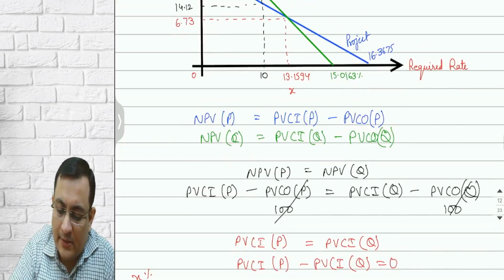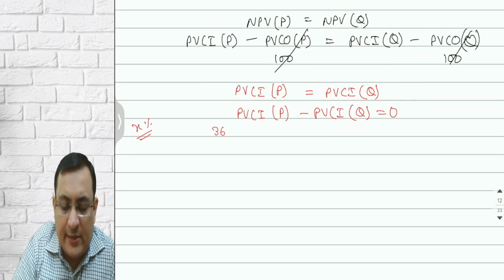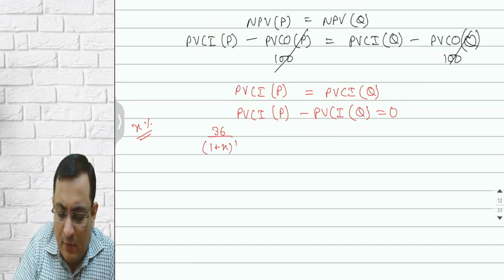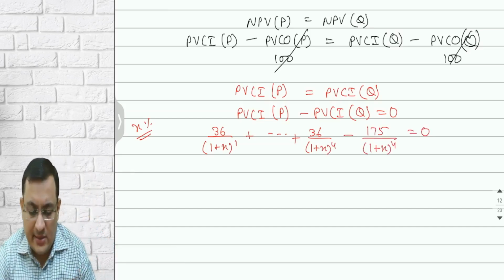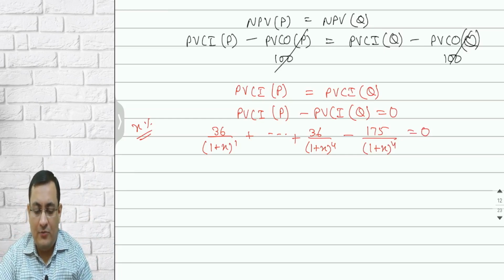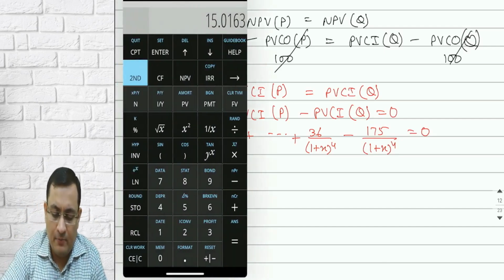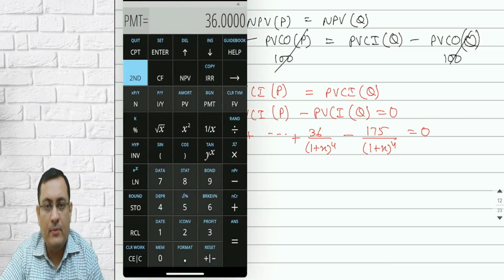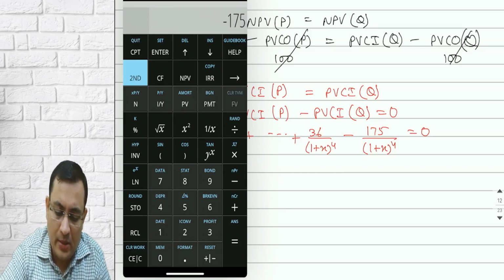This is your X%, the intersection point rate. This will give 36 upon 1 plus x to the power 1, plus 36 upon 1 plus x to the power 4, minus 175 upon 1 plus x to the power 4 equals to 0. And this is the situation of annuity versus a single cash flow, which is very easy to calculate in our calculator. Let's put 36 as PMT, positive, for 4 periods, and at the 4th period end, 175 should be the negative value.